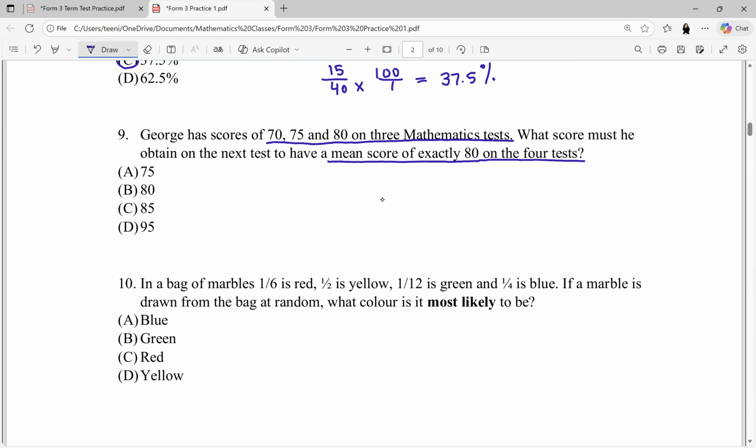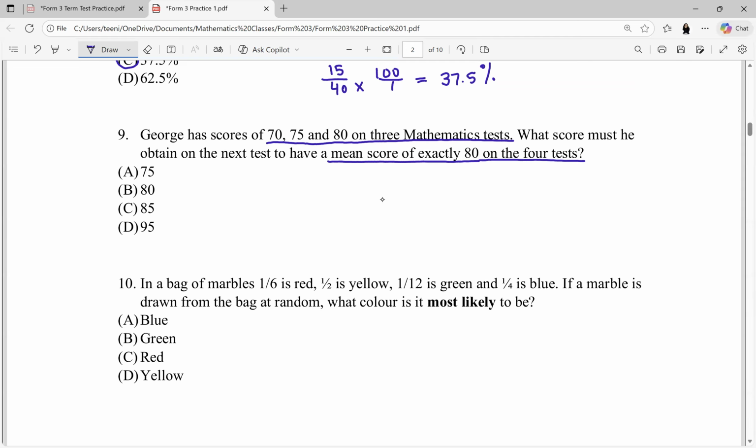Miss, I got it. You got it? What is it? A. 75. A, 75. I feel it might have to be more. I'm not sure that A is correct.